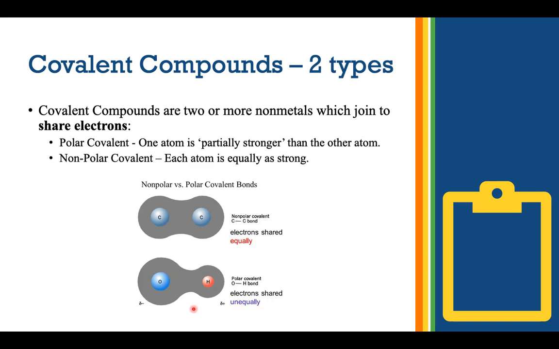And also, it's important to note that a lot of times in chemistry you will see a blue and red color coding to indicate polarity within compounds and molecules. So when you see the blue color, it's pretty much always color coded as negative, and the red is pretty much always color coded as positive. Now the second type of covalent compound is a nonpolar covalent, where each atom is equally as strong. So the electrons are shared equally.